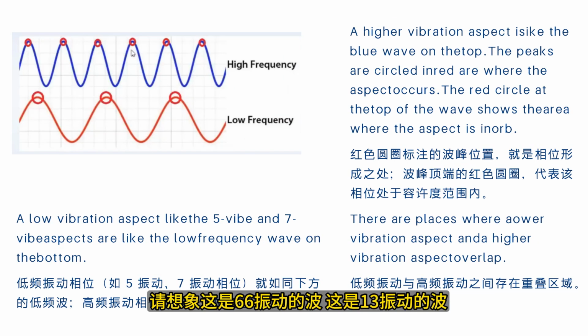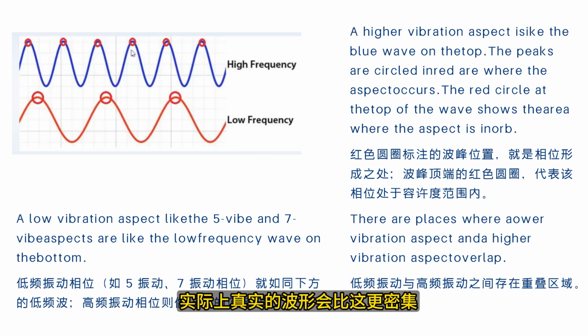Imagine this is 66 vibration, and imagine this is 13 vibration. Actually, it would be even more extreme. There would be many of these waves for each one of these, and you can see that periodically they will overlap. So a low vibration like this one and a high vibration like this one can periodically overlap. I don't see that any of these exactly overlap. This peak here gets close to this one, gets close to this one, but you can imagine that if we do this long enough, sooner or later they overlap.